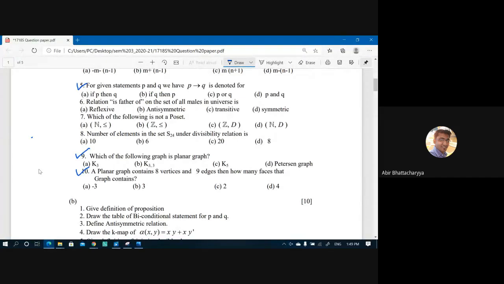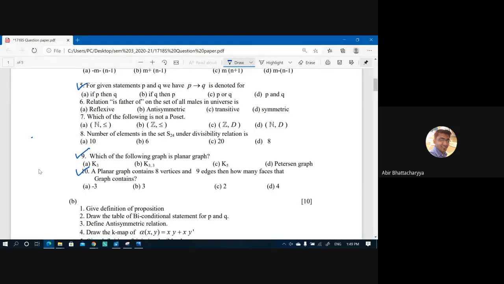So moving forward, we will answer. First of all, question number 5. I think everyone has written 5A. Yes, 5A is correct. Krishna, 5 should be A. P implies Q means if P then Q. Those who have put A have the correct answer.